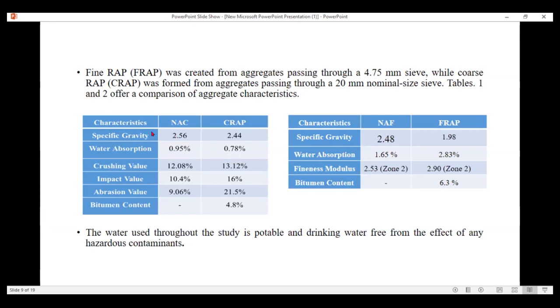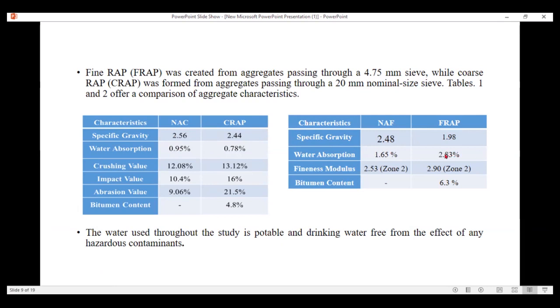Specific gravity is 2.56 for natural coarse aggregate and 2.44 for RAP. Water absorption is 0.95 and 0.78. Crushing values are these. In the case of fine RAP, meaning particle size less than 4.75, specific gravity is 1.98, and for natural fine aggregate it is 2.48. Water absorption is 1.65 here and 2.83 here.